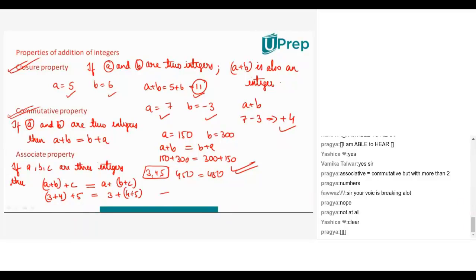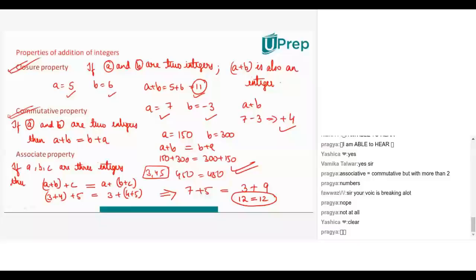Is the associative property clear? Vamika, is this exactly what you were trying to tell me? Yes, so this is what I was trying to tell you. Alright, perfect. Is everyone clear with the associative property? Yes, sir. Chalo. Now we have three more properties, really interesting ones. What's the next one?